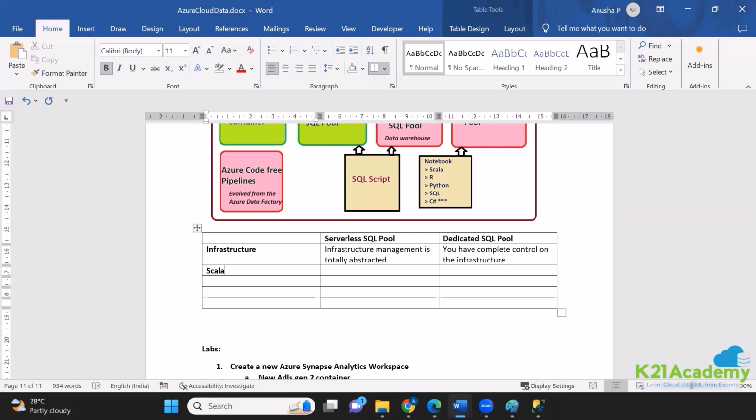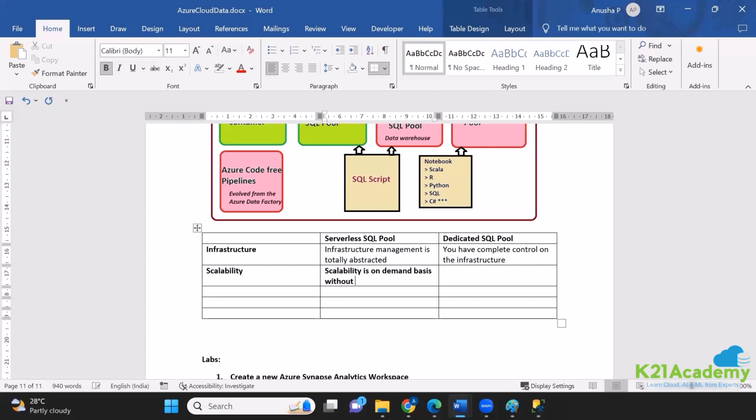How about the scalability? When it comes to scalability in terms of serverless SQL pool, you will not be aware when it is scaling up or scaling down, but it definitely scales up and down depending upon the traffic of your data, depending upon the volume of your data. It does auto scale, but you have no idea about it. So scalability is on demand basis. You have no control over it. On demand basis without manual intervention.